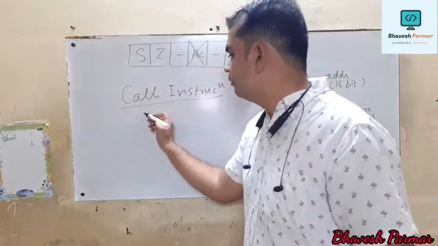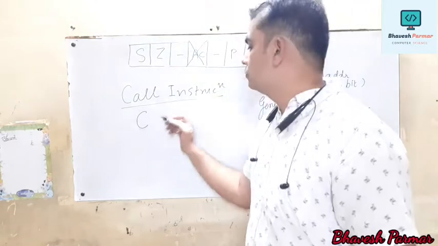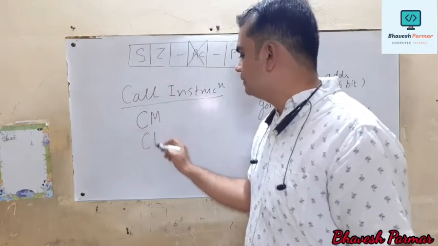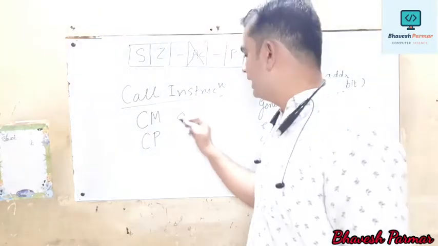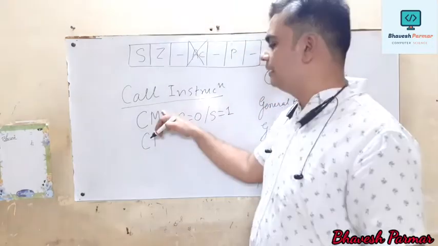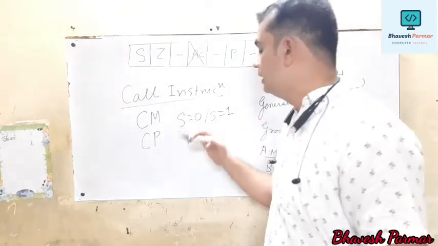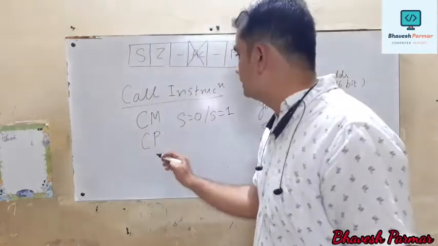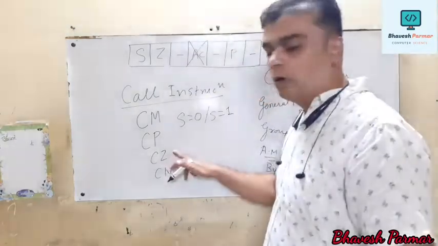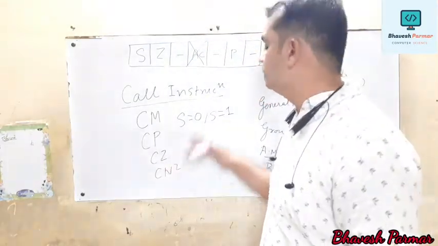So in that scenario, we have to use C. First of all, CM means call on minus, then CP, call on plus, that is S flag equal to 0 or S flag equal to 1. It is represented by JM and JP instruction. Thereafter next one is CZ, thereafter CNZ, means call on zero, call on non-zero.